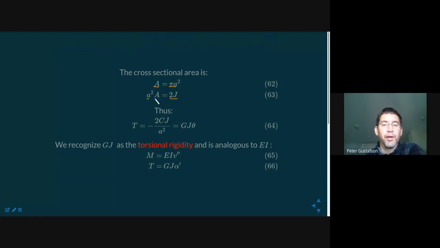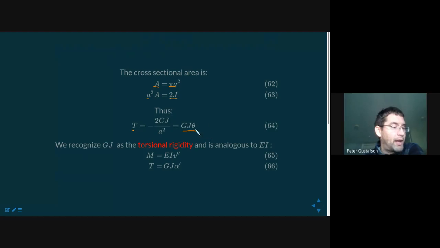Alternatively, what we could have done is solved this a number of ways to simplify that. In the end, what we get is this equation. The total torque is equal to minus 2cj over a squared. And of course, we do already know c. And so substituting the value of c into the equation, we get that the total torque is equal to gj times theta.